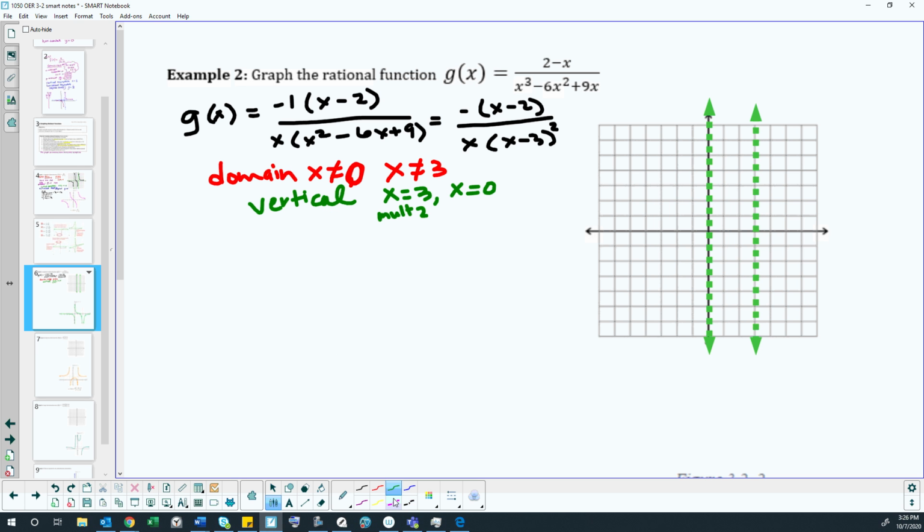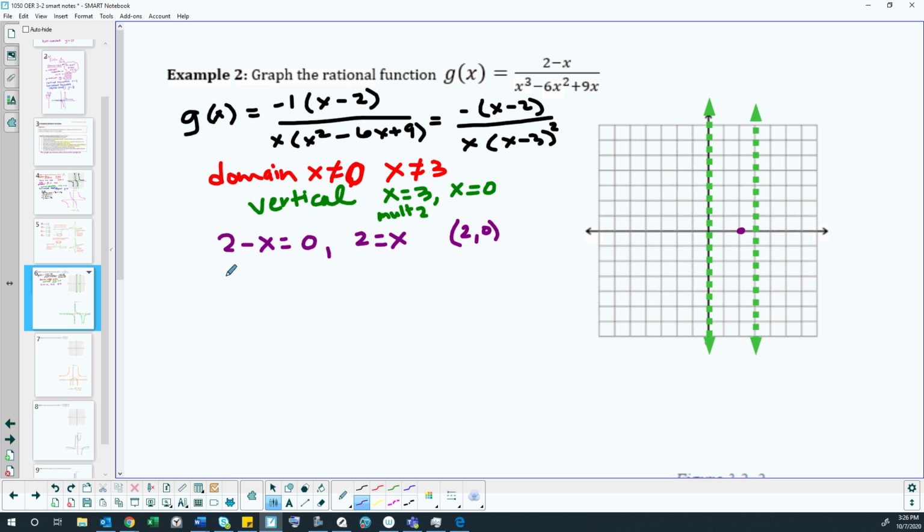Okay, so I skipped a step. I skipped the intercepts. So let's go ahead and find the intercepts. I'm going to set the numerator equal to 0. I didn't really need to take the negative out. I'm just going to go back to my original problem. 2 minus x equals 0. That means 2 equals x. So we have an x-intercept at 2, 0, correct? 2, 0. So over 2, up 0.